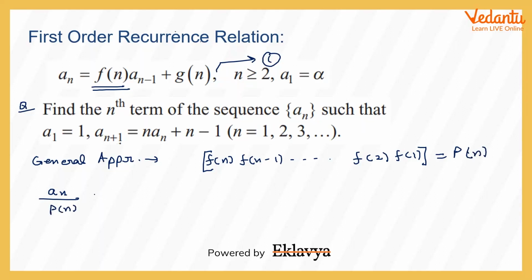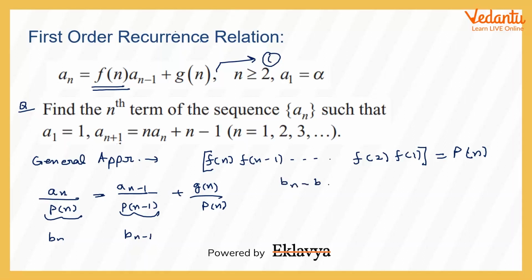Whereas on the right hand side you can check it will be P_(n-1), because this product will not contain f_n, so the product only till n-1 terms, plus g_n upon P_n. Now we will call this, let us say, b_n, then this will become b_(n-1). So it can be seen that b_n minus b_(n-1) is equal to g_n upon P_n. Now writing n equal to 1, n equal to 2, or maybe starting with 2, then 3, then 4 and so on up to n, and adding them, this becomes telescoping. It can be checked easily. You will get b_n minus b_1.